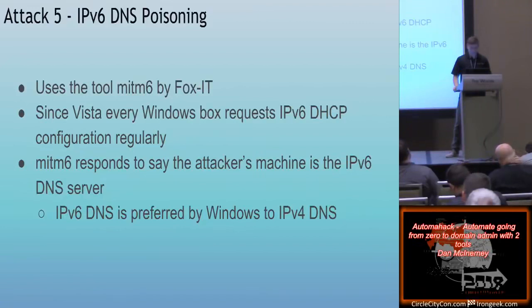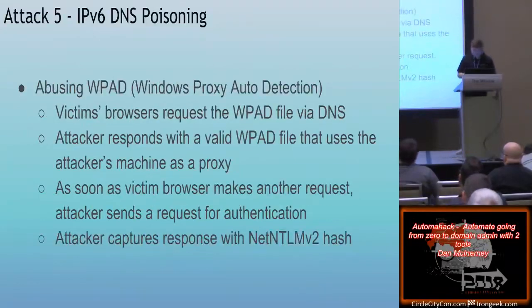version 6. So if you have a Windows network that's not set up for IP version 6, you've got a Windows network that's just IP version 4, every computer that connects to that Active Directory environment is going to call out and say, hey, what should my IP address be? Where is this web server? And so on and so forth. You can just hijack that using this MITM6 tool, because it's going to say, no, this network's actually an IP version 6 network, so ignore everything the administrator set up and listen to me.